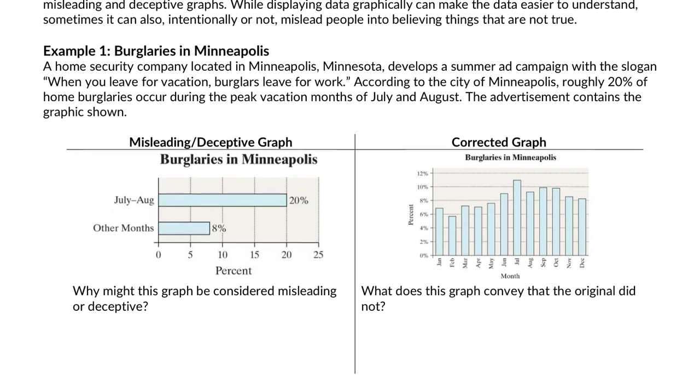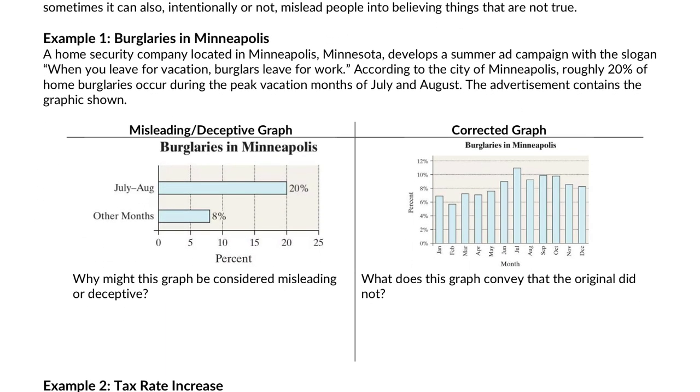So for example, a home security company located in Minneapolis develops a summer ad campaign with the slogan, "When you leave for vacation, burglars leave for work." According to the city of Minneapolis, roughly 20% of home burglaries occur during peak vacation months of July and August. The advertisement contains the graphic shown. So the company is trying to get you to understand that you probably need a home security system, so they put this in an ad in a magazine. Why is this a misleading or deceptive graph?